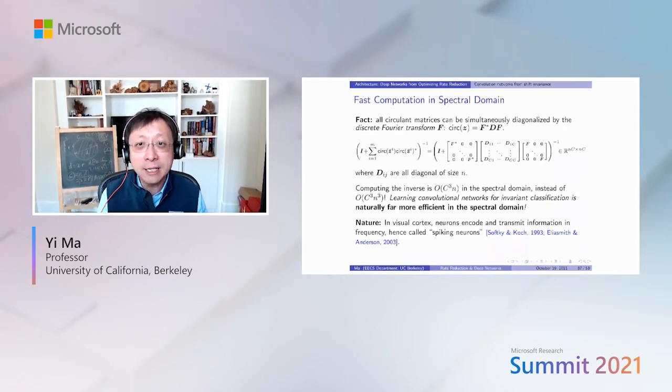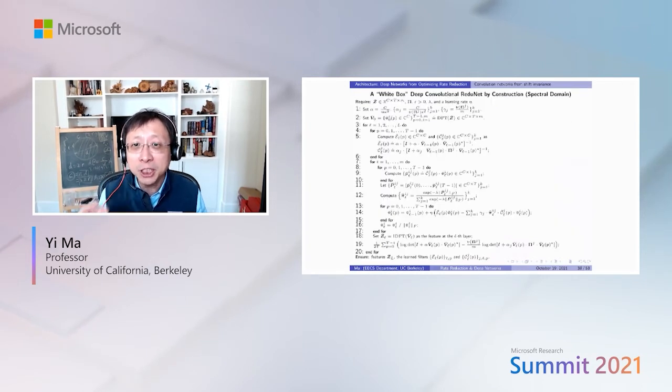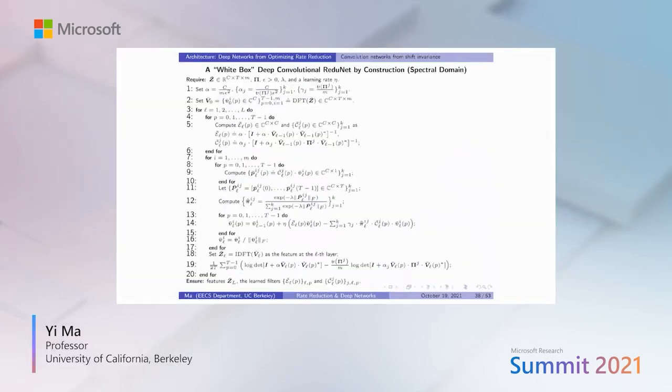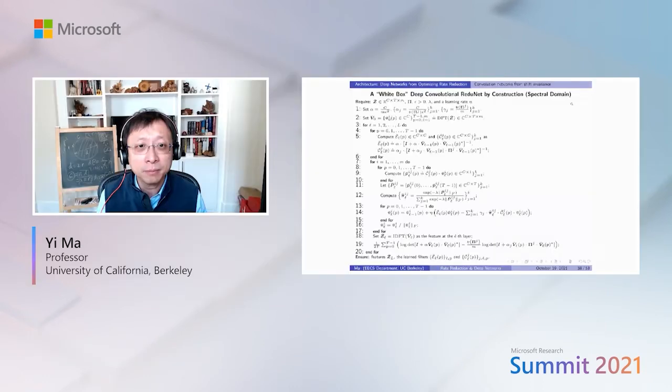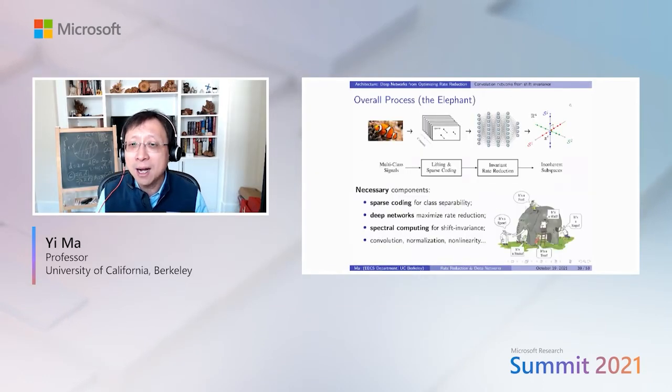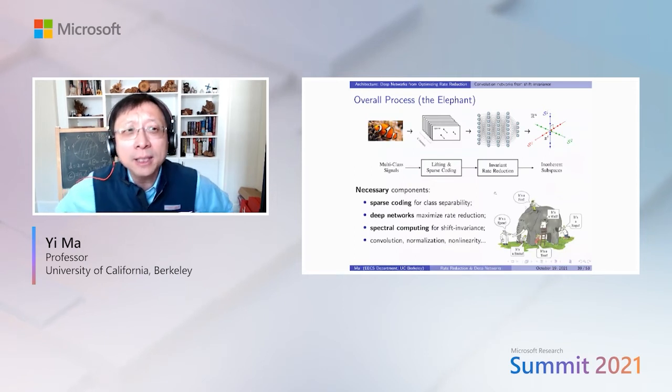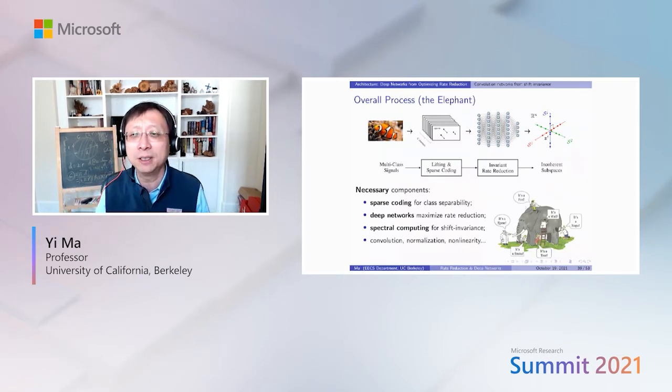This is also, again, the first time we have formally proved that convolutional neural networks are much easier and more economical to construct in the frequency domain. And in nature, our visual cortex computes in the frequency domain. For the first time, we are able to write down a deep network, every single operator, every single parameter, as a white box rather than a black box, in the spectral domain for saving computation. And now, for the first time, we start to see the elephant in the room.